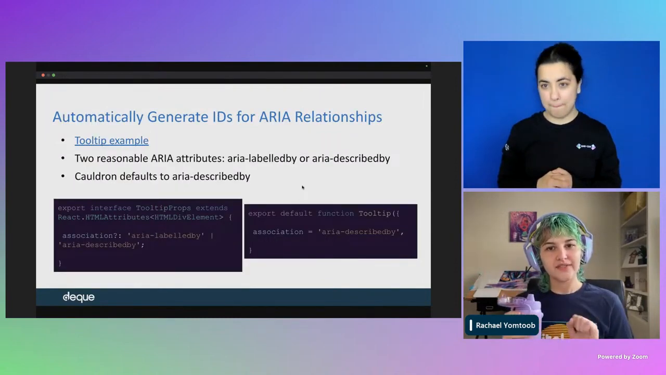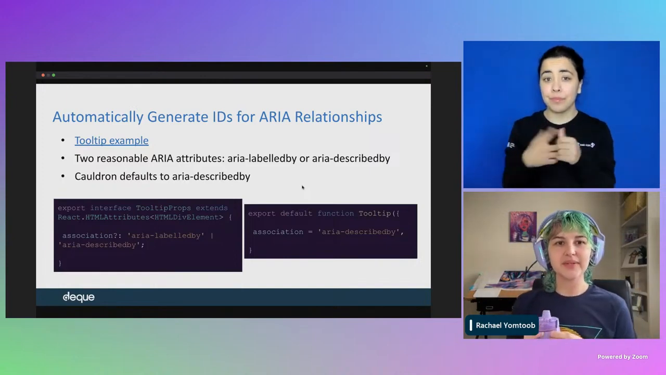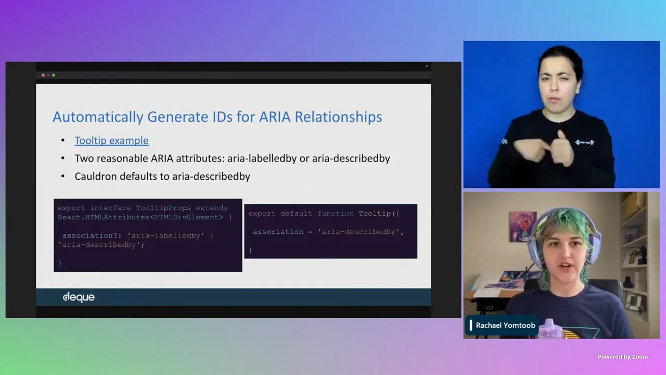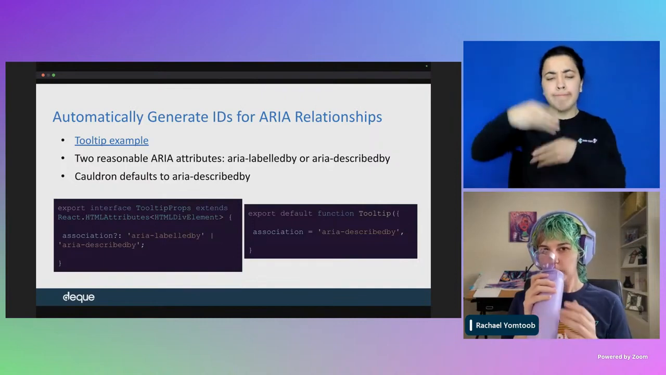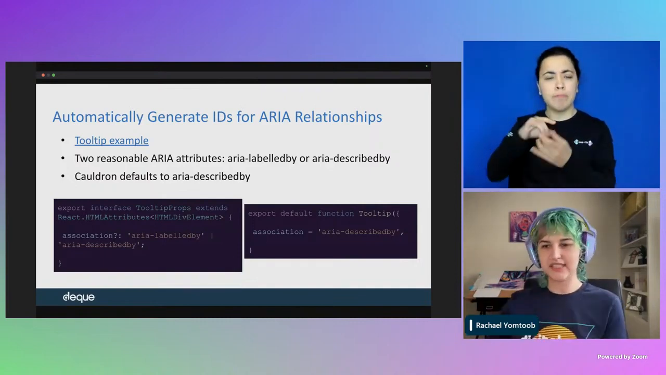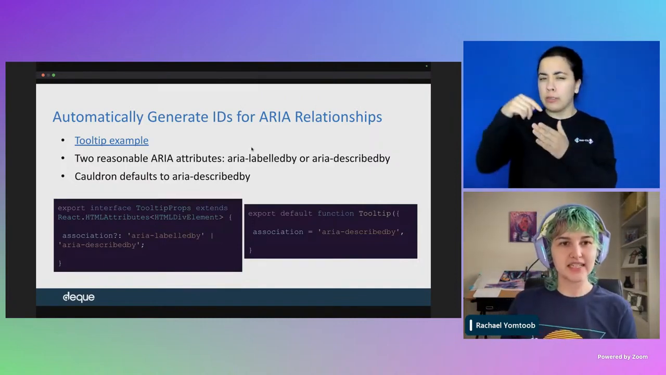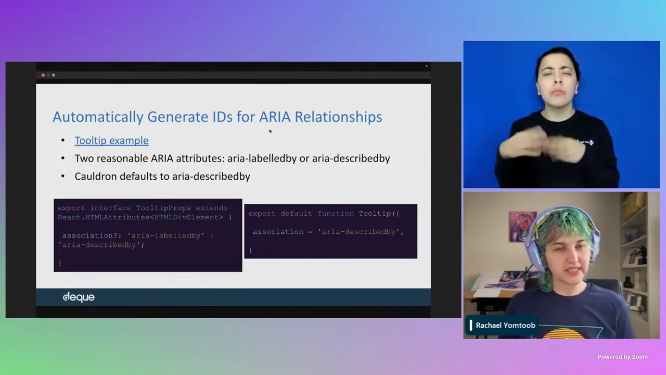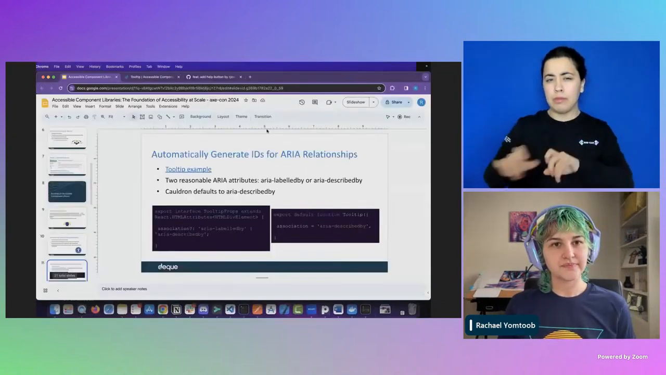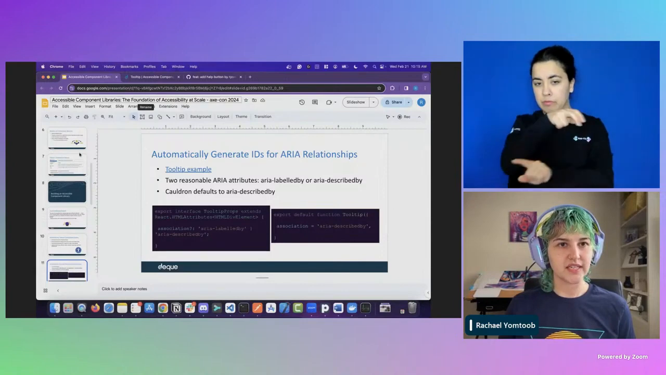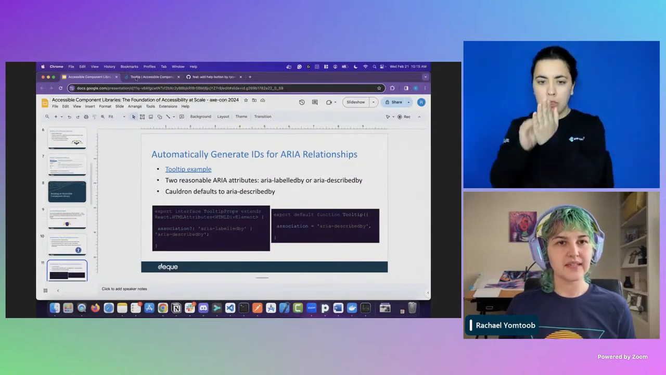All right. The first thing I want to dig into is how are we automatically generating IDs for ARIA relationships? And before we actually dig into this code here, I'm going to take us out to an example. So I'm going to leave the slides for a second now and head over to the documentation site for Cauldron.